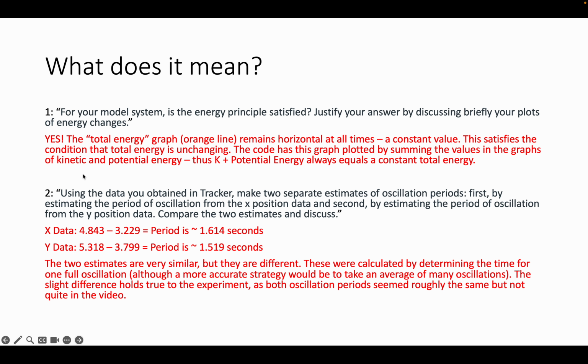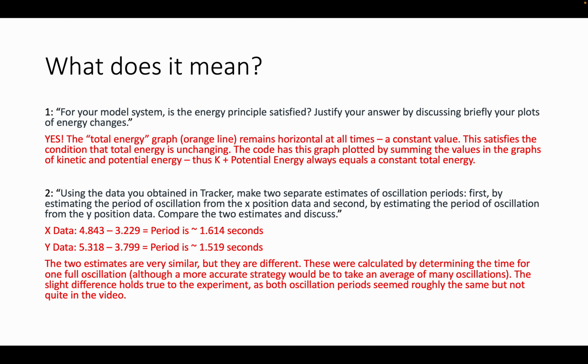So for the what does it mean questions, for the first one, yes, the total energy remains horizontal at all times, a constant value, so the energy principle is satisfied. And the code actually has this graph, the orange line, plotted by summing the values in the graphs of kinetic and potential energy, which means that K plus potential energy in the system always equals a constant total energy, which is exactly what we wanted.